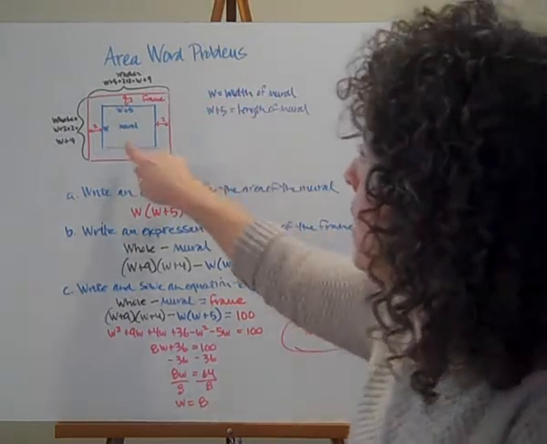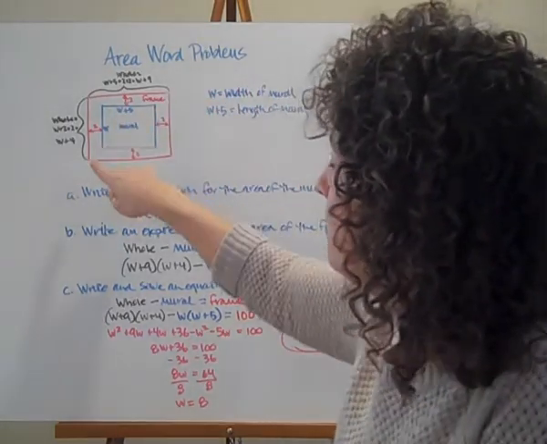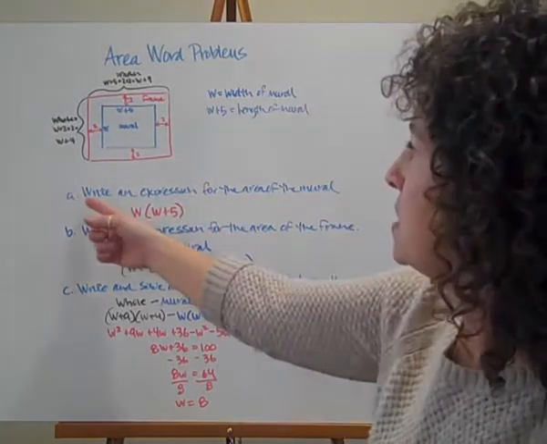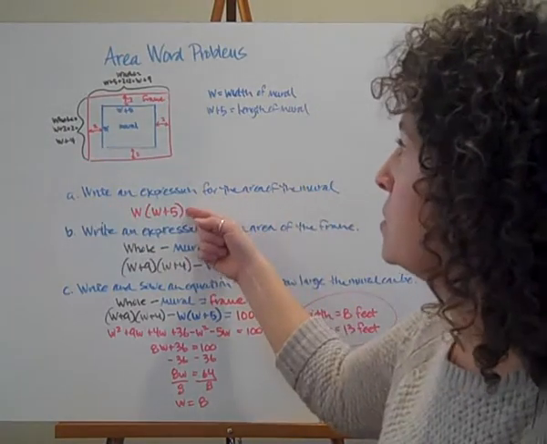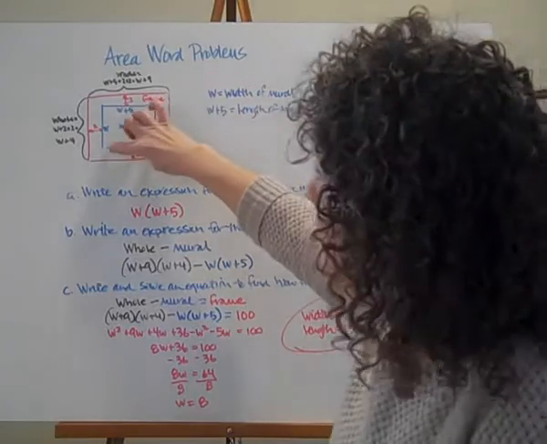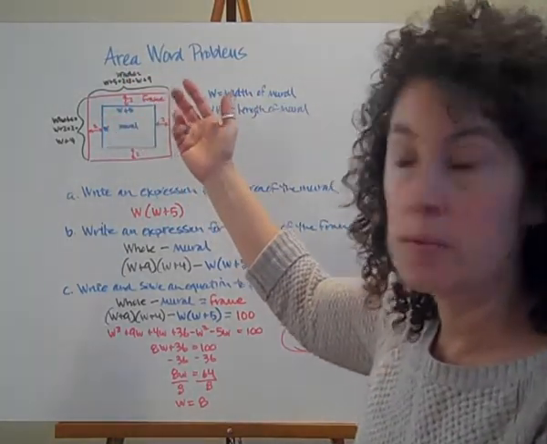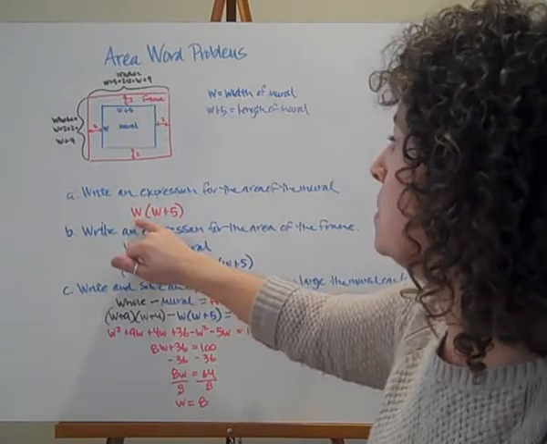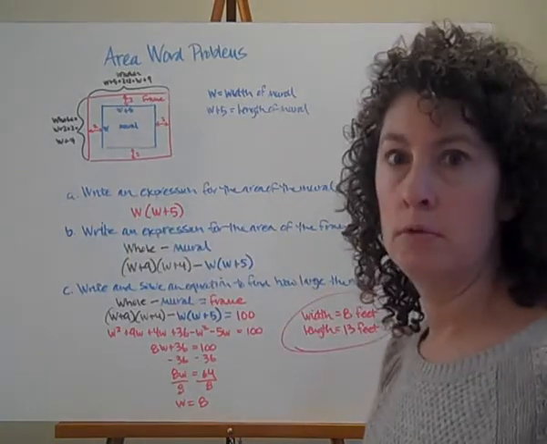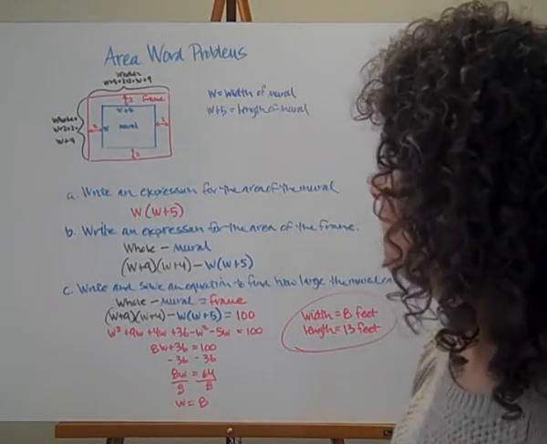All right, so I know I have my mural. I know I have my frame. Let's take a few pieces here. Write an expression for the area of the mural. So the mural, pretty straightforward. I've got a width and a length. Area of a rectangle is width times length. So my mural is going to be W times W plus 5. So far, so good? Okay.